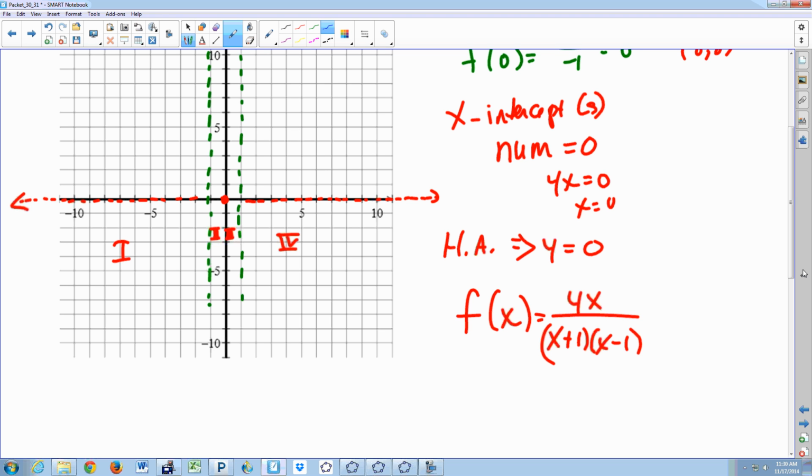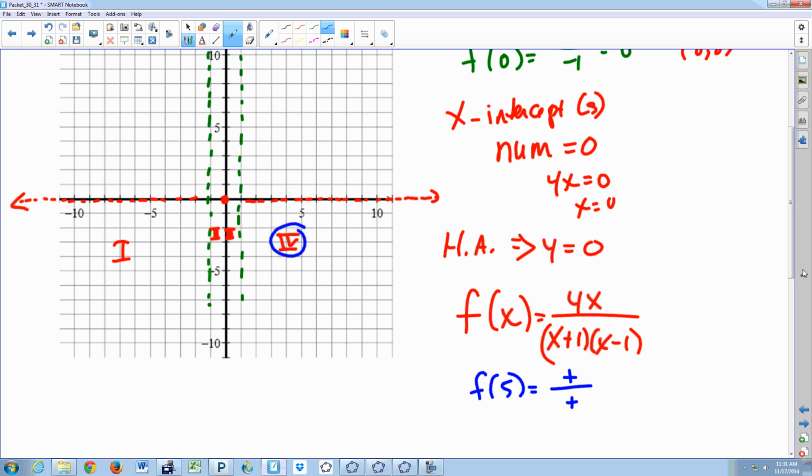I know I'm going to be hugging the x-axis, but am I going to be above it or below it? That's all I have to ask. Am I positive or negative? So I just pick a value in this interval, any number. Let's put in 5, f of 5. My top is positive, my bottom is positive. So that tells me I'm above the x-axis.